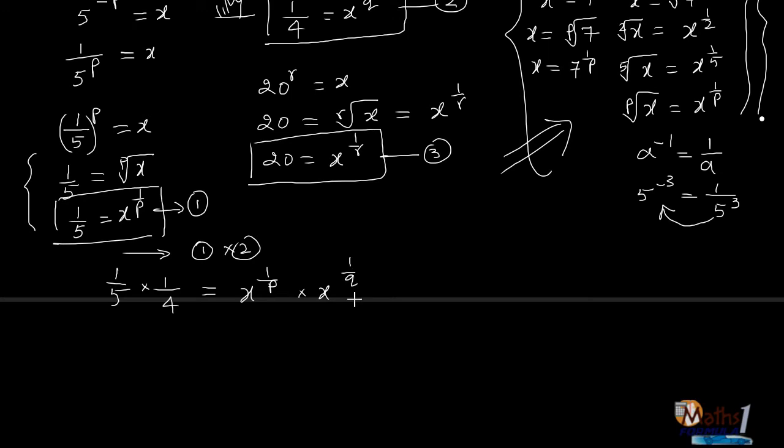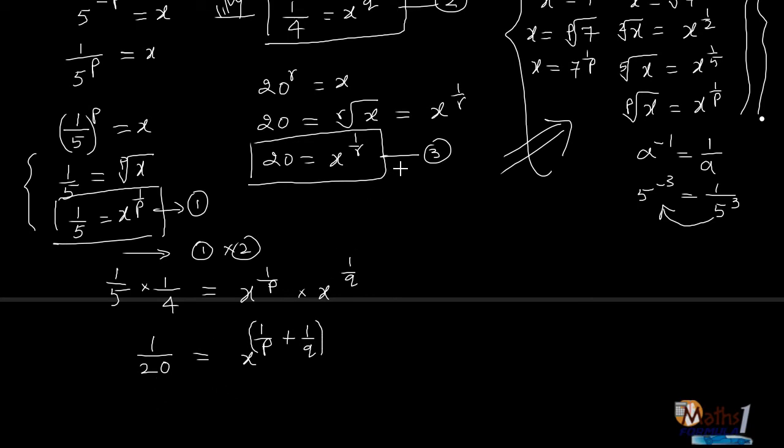Now it all makes sense, because I can see a to the power m into a to the power n, base is same, I can apply the law. Here on the left hand side, just fraction, it's going to be 1 by 20 equals x to the power 1 by p plus 1 by q. That's following the law. What I'll do is, intentionally I'm going to put this bracket. You'll get to know why I put that.